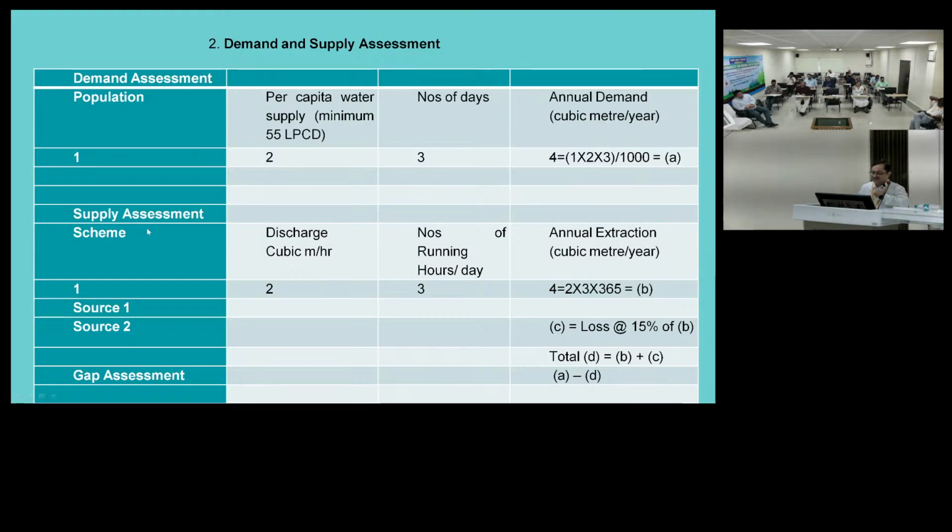Then supply assessment. For supply, maybe in that village or neighborhood there are one or two sources. For each source we have to take the discharge in cubic meter per hour, the number of running hours per day, then the annual extraction. So we are multiplying this, and then we take maybe some 15-20% as waste or loss. So that is the supply I am taking, and if I subtract supply from demand, that is the gap assessment.